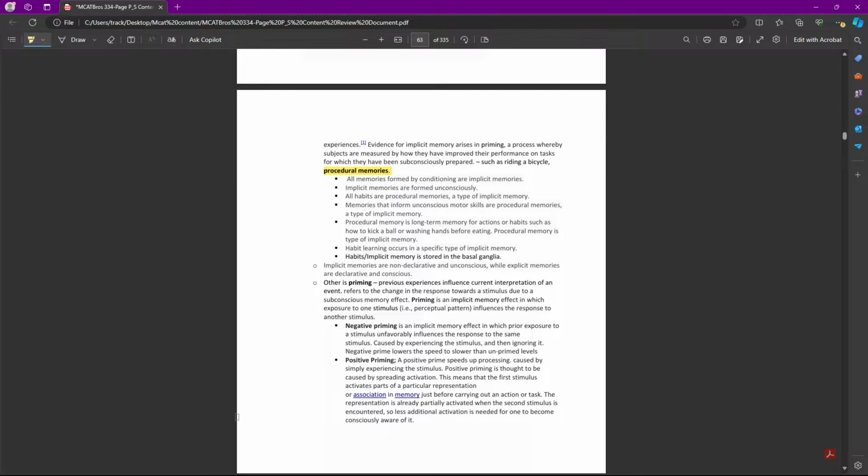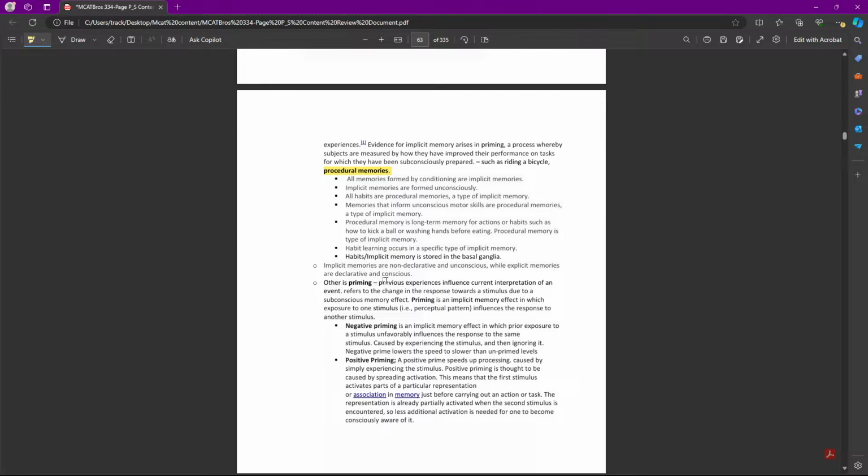That makes sense. Memories that inform unconscious motor skills are procedural memories. Procedural memory is a long-term memory for actions or habits, such as how to kick a ball or washing hands before eating. Procedural memory is a type of implicit memory. Habit learning occurs in a specific type of implicit memory. Habit memory is stored in the basal ganglia. Implicit memories are non-declarative and unconscious, while explicit memories are declarative and conscious.